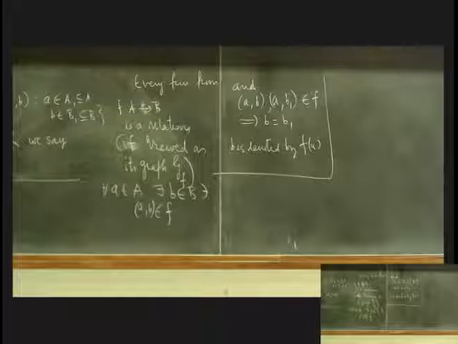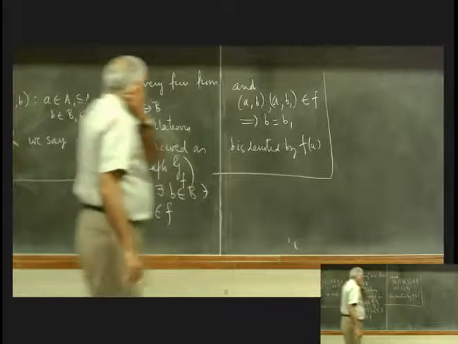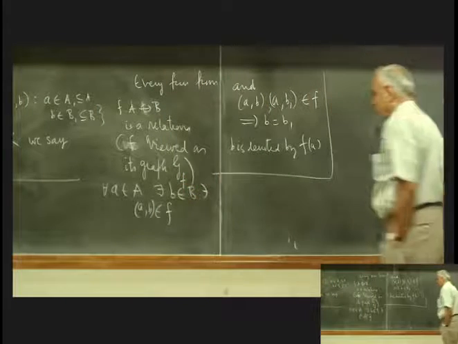Okay, so every function is a relation, but relations need not be functions because they can be multi-valued. A fellow can be related to several people. That's the difference between a relation and a function.